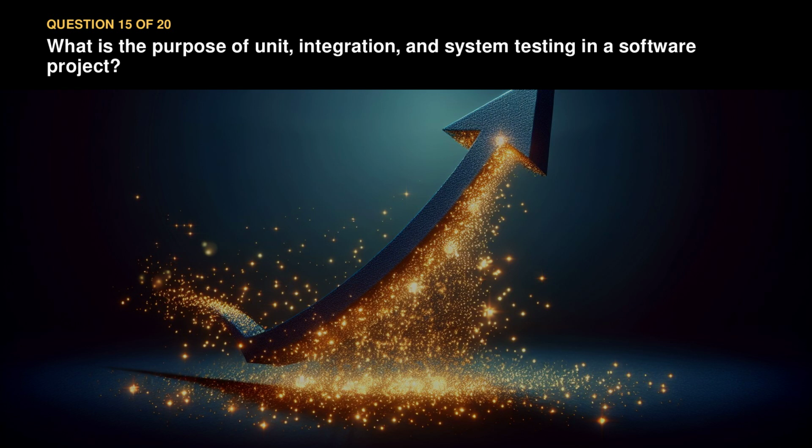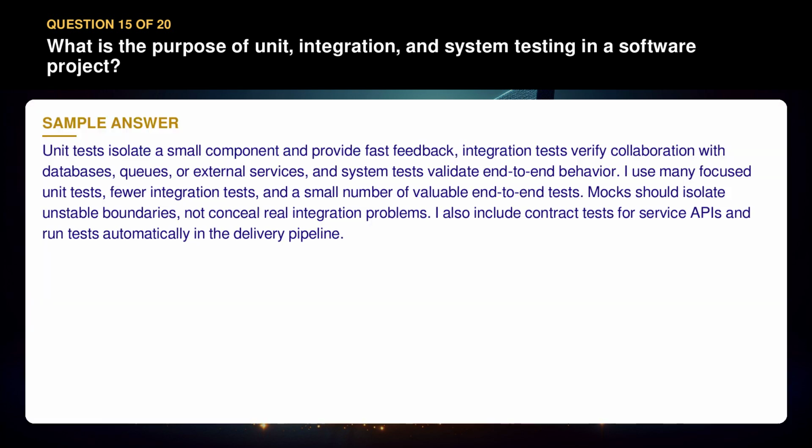Question 15. What is the purpose of unit, integration, and system testing in a software project? Unit tests isolate a small component and provide fast feedback. Integration tests verify collaboration with databases, queues, or external services, and system tests validate end-to-end behavior. I use many focused unit tests, fewer integration tests, and a small number of valuable end-to-end tests. Mocks should isolate unstable boundaries, not conceal real integration problems. I also include contract tests for service APIs and run tests automatically in the delivery pipeline.